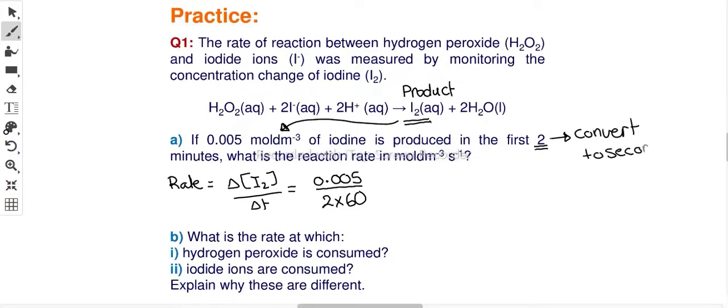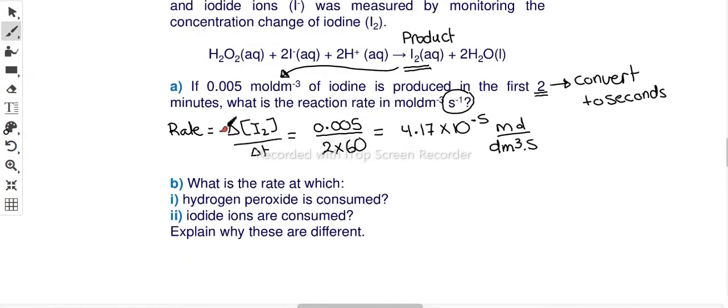And the reason for converting is the unit. I need it in seconds. So 2 times 60, when you convert using your calculator, your final answer is 4.17 times 10 to the power of negative 5 mole over decimeter cube and second.